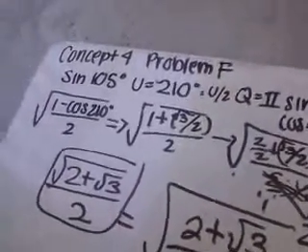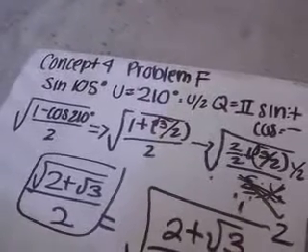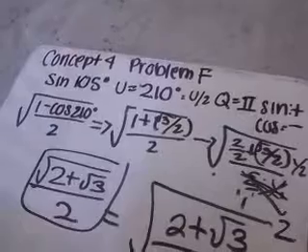Hi, I'm Jessica, and this is Juan, and we're from period 5. We're going to do concept 4, column F, which is a half angle problem.